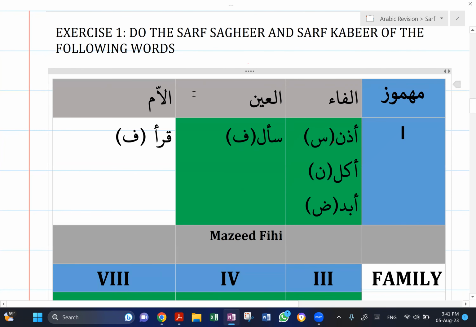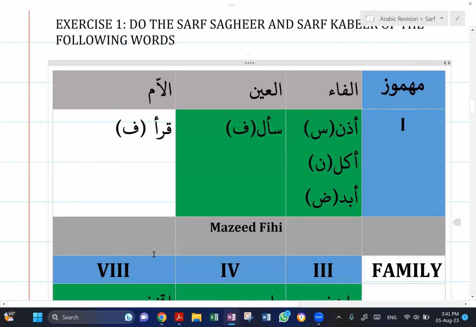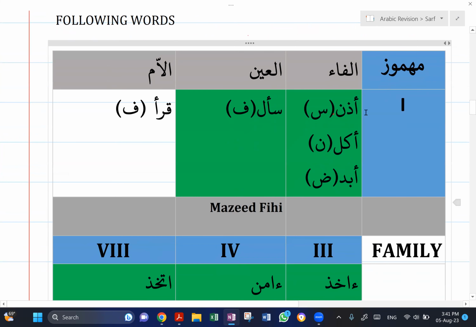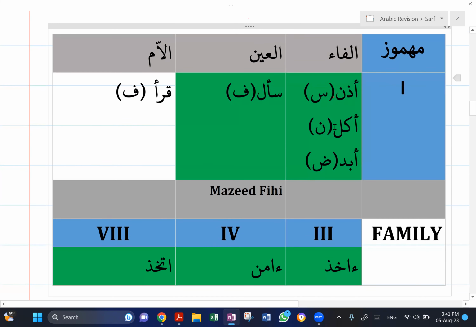Last time we also did this simple Sarf of all the families that are affected. Remember, my color coding here basically just means the green part is the families that are affected. The ones that are not colored are families that are not affected. So in family 1, we have Mahmooz al-Lam, which is Hamza in the last letter. There's no effect. So it's just normal.